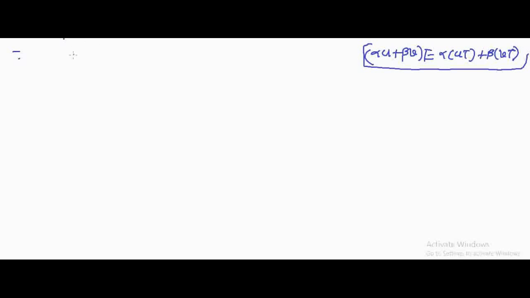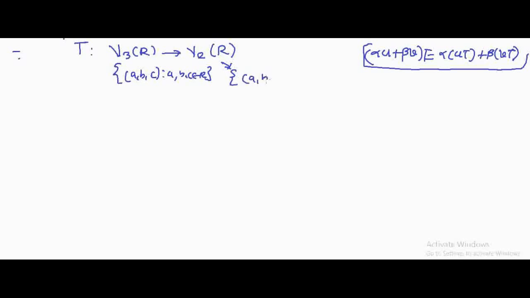Consider a mapping. Suppose T is a mapping from the vector space V3 of ordered triplets over the field R to V2 of ordered tuples over the field R. Now look at this. This set consists of ordered triplets. V3 is of the type a, b, c, where a, b, c are members of R, and V2 is of ordered pairs of the type a, b, where a, b belong to R. We have taken this mapping. Now we define this mapping like this.